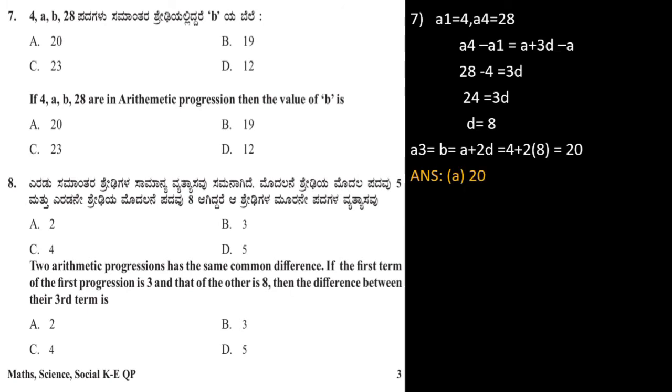I said similar types of problems will come, so here also we gave like that only. Now we have the 8th one: 2 APs have the same common difference. If the first term of the first progression is 3 and that of the other is 8, then the difference between their third terms is. Same similar type of problems we did, just there we had 7 and 5. Here we have 3 and 8, and they said to find the fifth term there, here they give the third term. Terms may be anything, but they said first progression and second progression, which means we need to do subtraction.